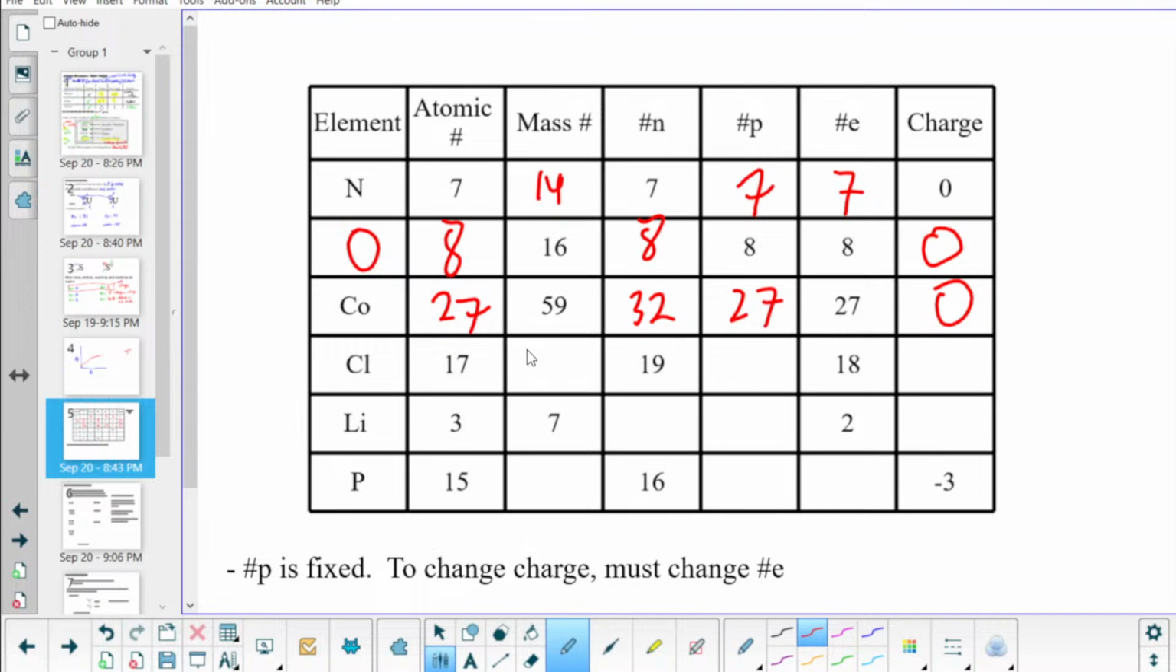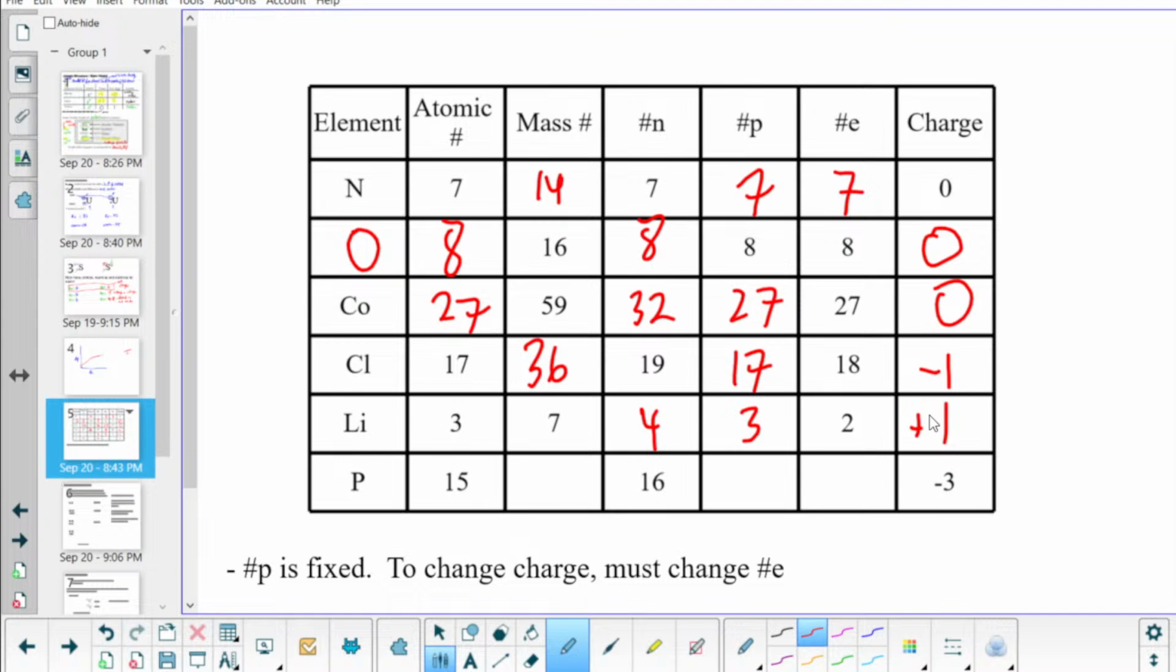Jumping back. 36. 17. And 17 protons, 18 electrons. Michael, what would the charge be? -1. Excellent. Moving back up again. Lithium, number of neutrons. 4. Sorry, louder. 3. 1. So we often put +1, but 1 is also correct.